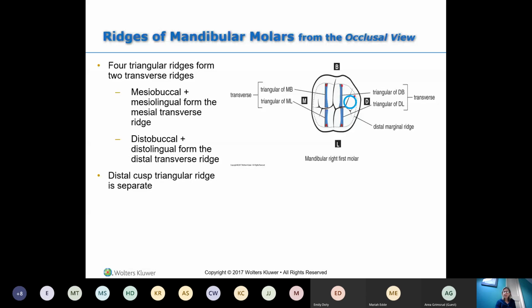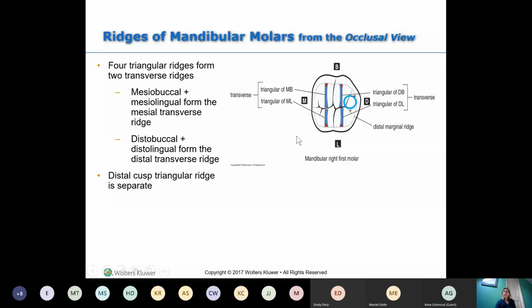So with these things, what cusp is this right here? Somebody jump in and tell me. Mesiobuccal. Mesiobuccal. And what cusp is this? Mesiolingual. Good. And this one? Distolingual. Good. And this one? Distobuccal. Good. And this little one? Distal. Good. So now that we've labeled all of our cusps, our triangular ridges are going to have the same name in them.